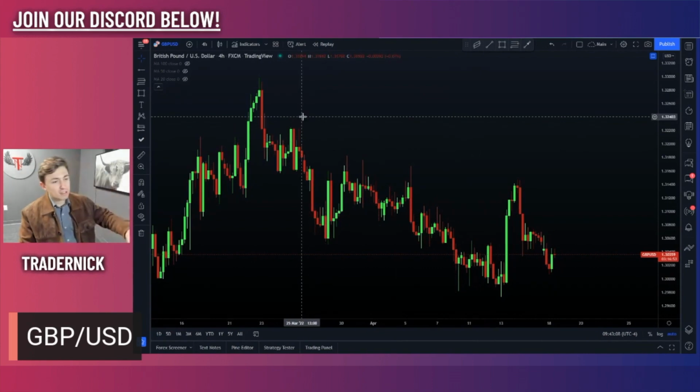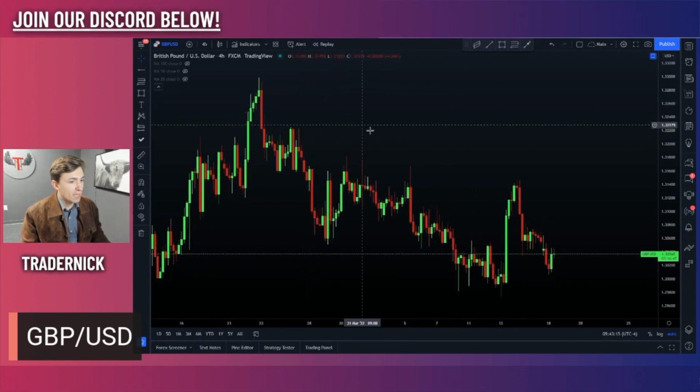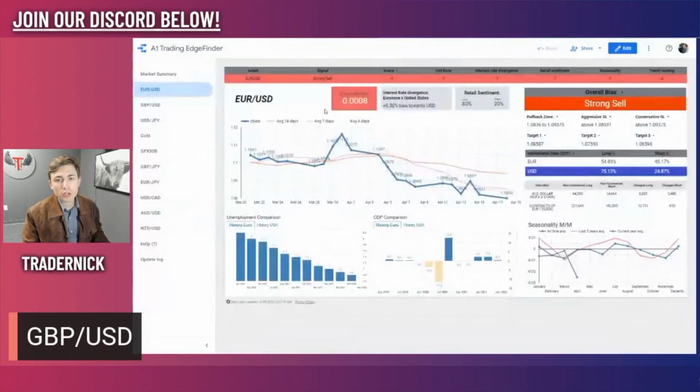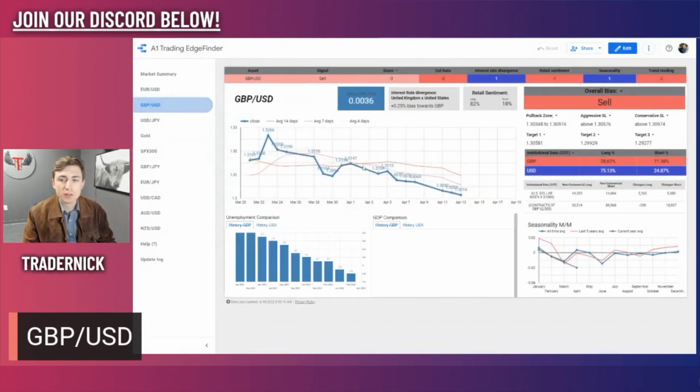So anyways, let's take another currency pair into consideration. We'll take a look here at the pound against the dollar this morning. Let's look at the pound dollar on the EdgeFinder for a second first, just to see overall what scans we're getting on this thing. So downtrend for sure, right? Big sell moves happening in the pound. And this one is actually rated a sell on the EdgeFinder. And there's a couple reasons for this.